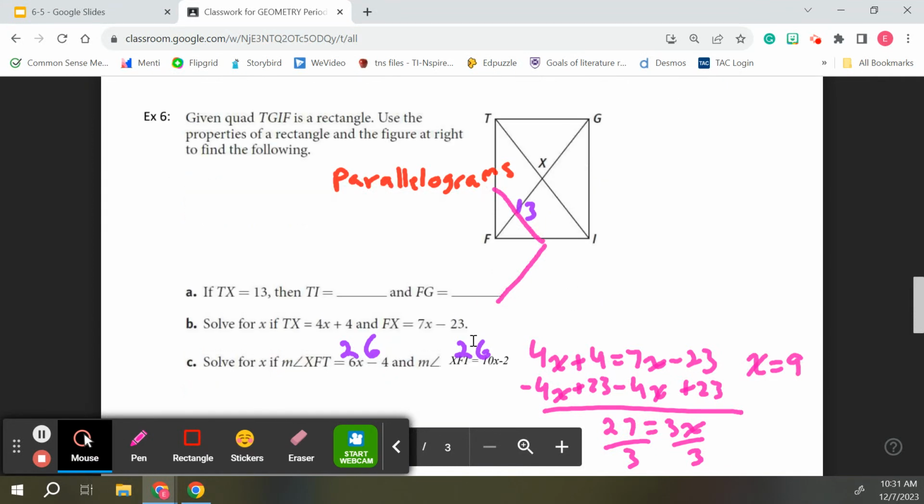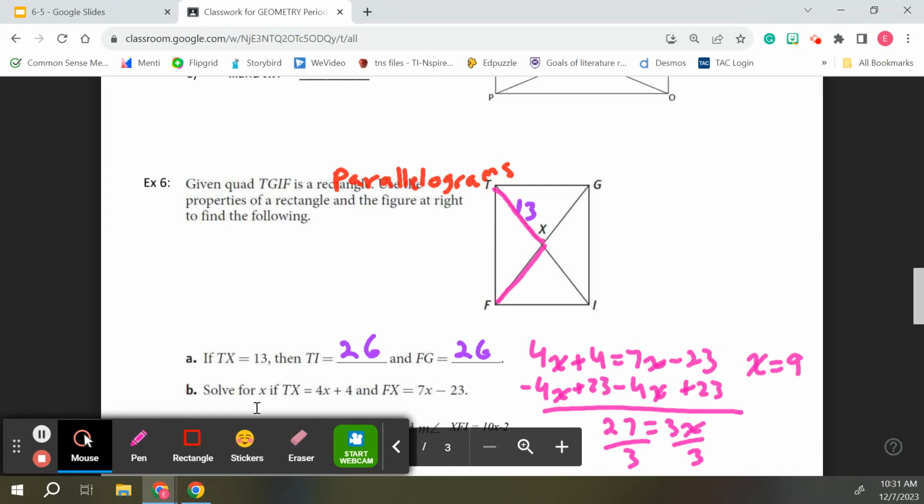How are we doing so far? We doing okay? I'm going to erase this. Is anybody still copying this down?